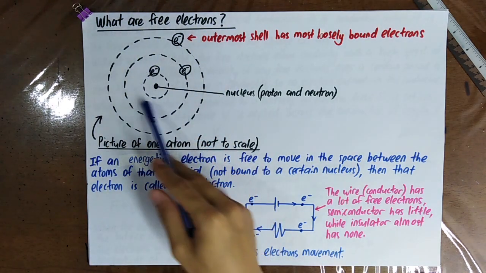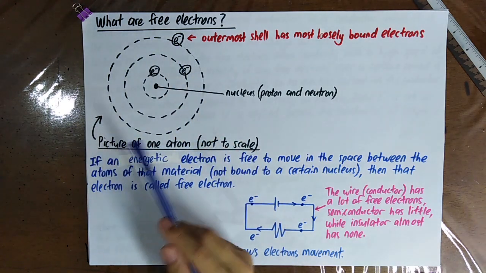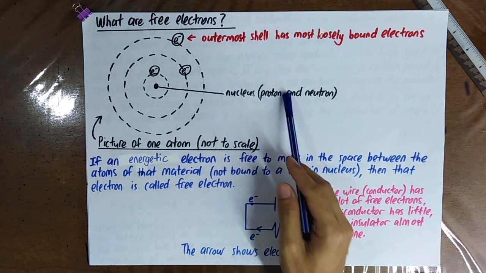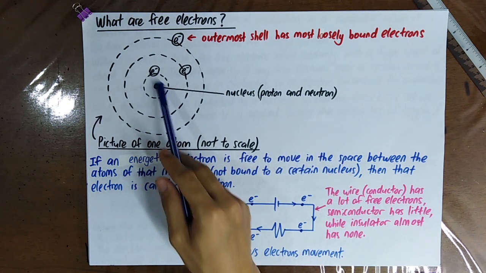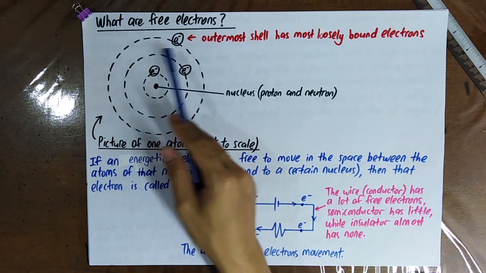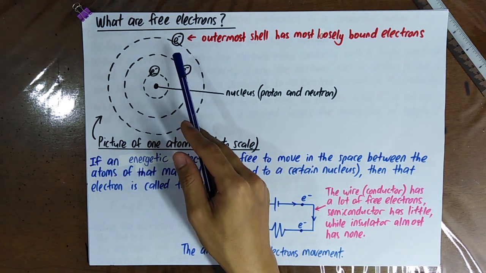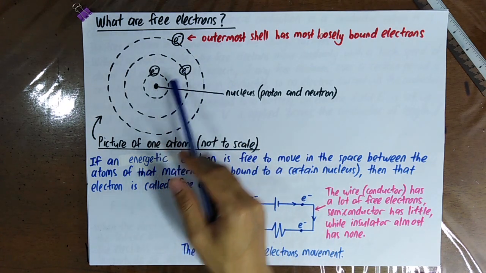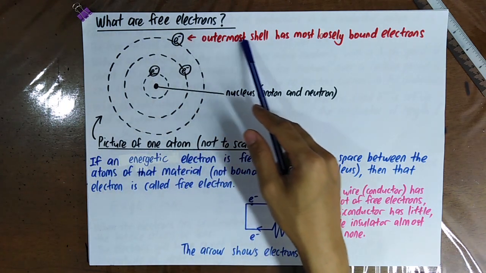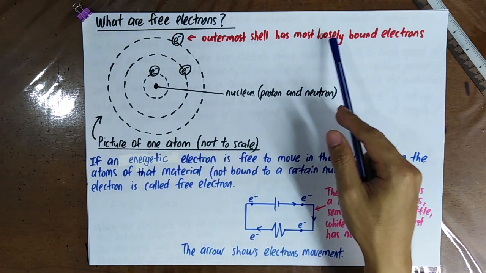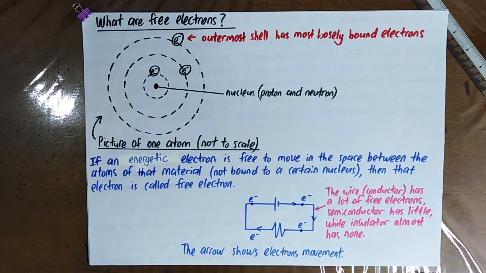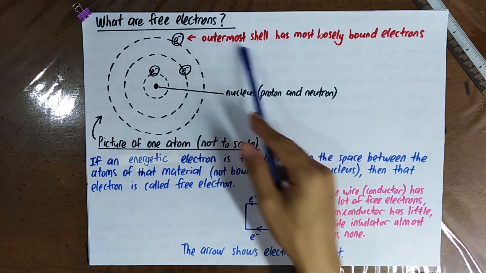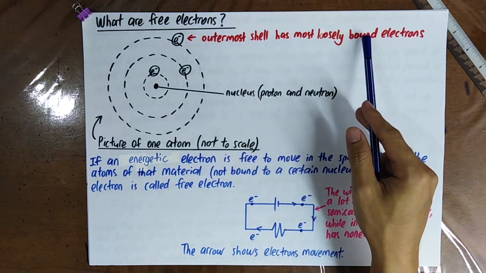Okay, this is a picture of an atom. Inside the atom, we have a massive nucleus which is made up of protons and neutrons. And outside the nucleus, we have some orbiting electrons. Those orbiting electrons are bound electrons because they are bound to a certain nucleus. The electrons in the outermost shell are the most loosely bound.